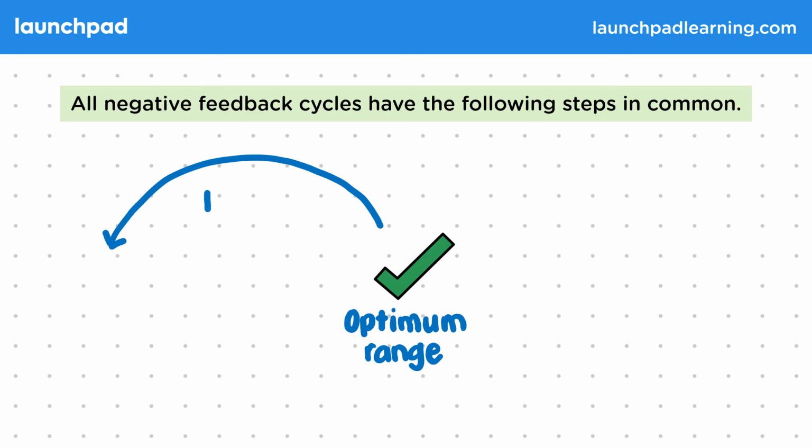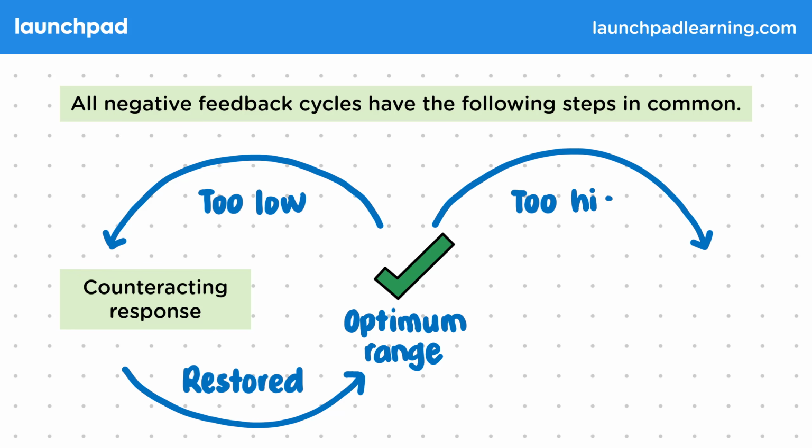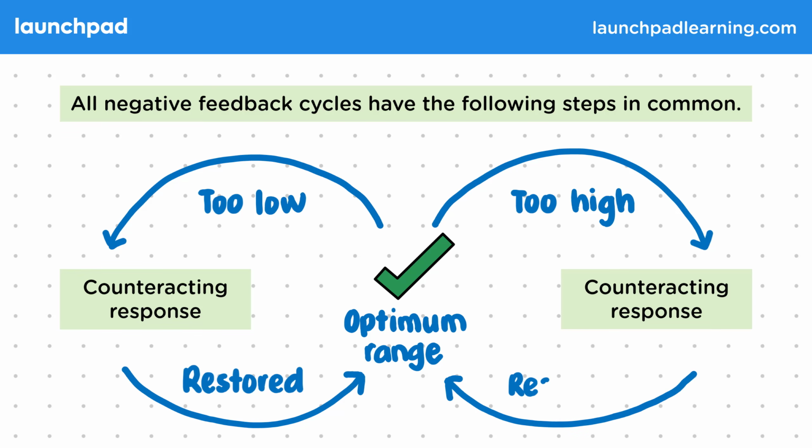If the level of that thing is too low, then there's a counteracting response to return it to the optimum range. Equally, if the level of that thing is too high, then there's a counteracting response to also return it to the optimum range. So this is generally how a negative feedback cycle works.